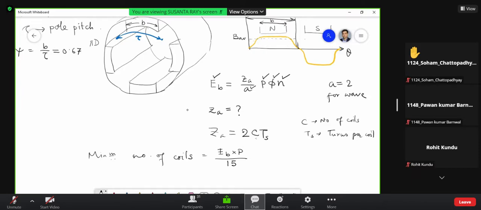So actually there is a limitation on the number of coils. Otherwise, there will be sparking. Because your number of coils will decide the number of commutator segments as well. So if you don't allow sufficient distance between two commutator segments, then there is a possibility of sparking.